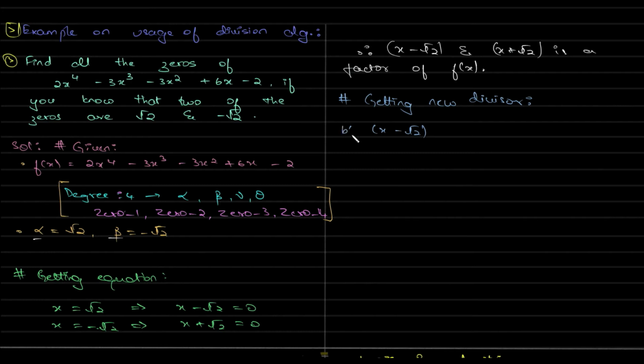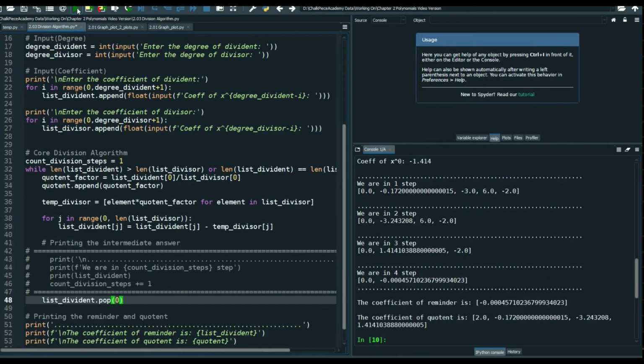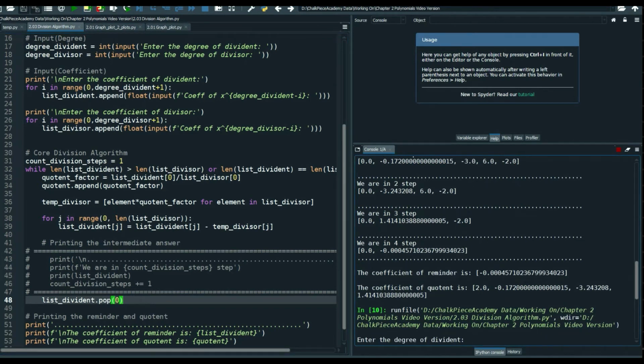So this will be our g of x, equal to x minus root 2 into x plus root 2. This is in the form of a square minus b square, so x square minus 2 is the new divisor. We use the identity a plus b into a minus b equals a square minus b square. So this is your new divisor. Let's check if it's so. Here at least I have proper 2, not root 2, so it's a good chance to check our program and our concept.